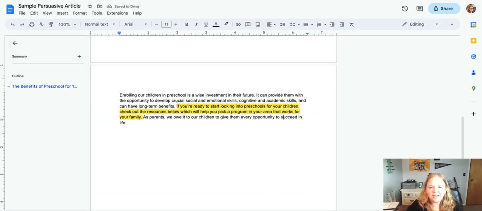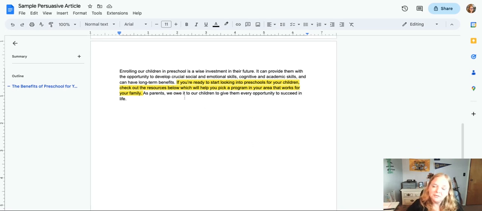So you can see I've just added really briefly one sentence to my conclusion here that's like, okay, if you're ready to start, here's what you can do next. Check out the resources below, which will help you pick a program in your area that works for your family. If you say you have something below, like resources, make sure you do include some.